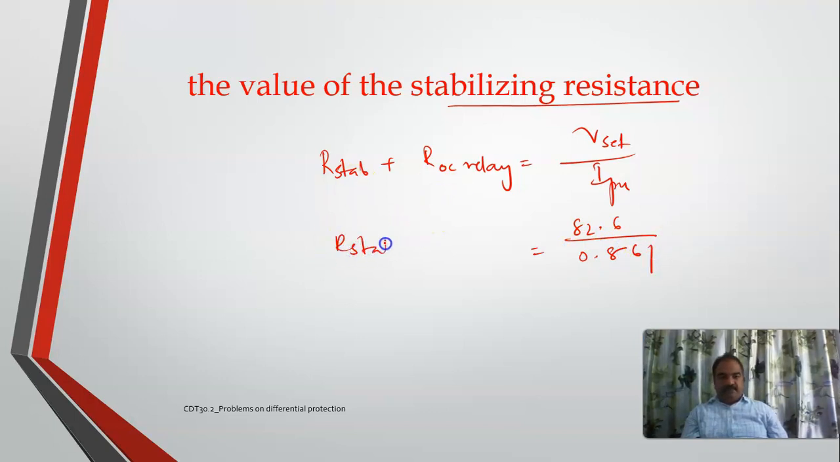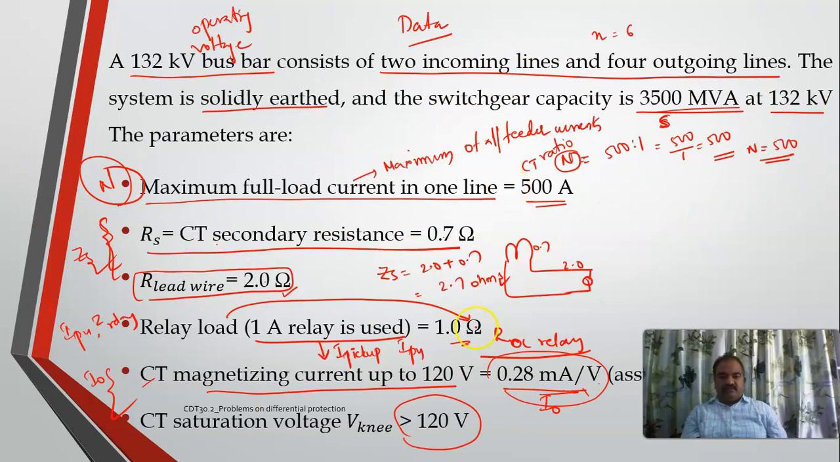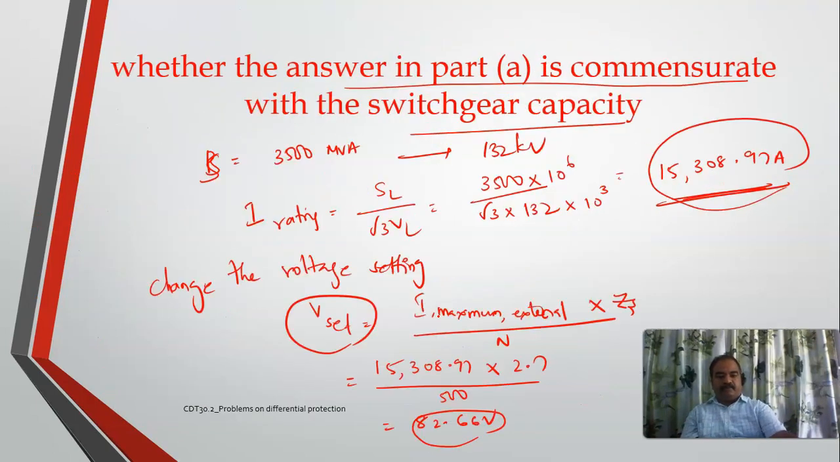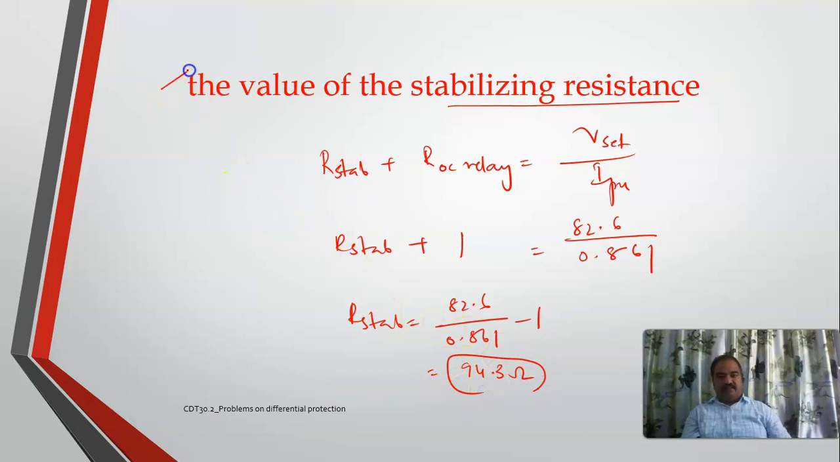You need R stabilizing plus R overcurrent relay resistance. I think we have got it already. It was 1 ohm, right? So I'll substitute it here. R stabilizing is equal to 82.65 by 0.861 minus 1. And this is somewhere around 94.3 ohms. This is my stabilizing resistance. Okay. So I think this is the end of the problem.